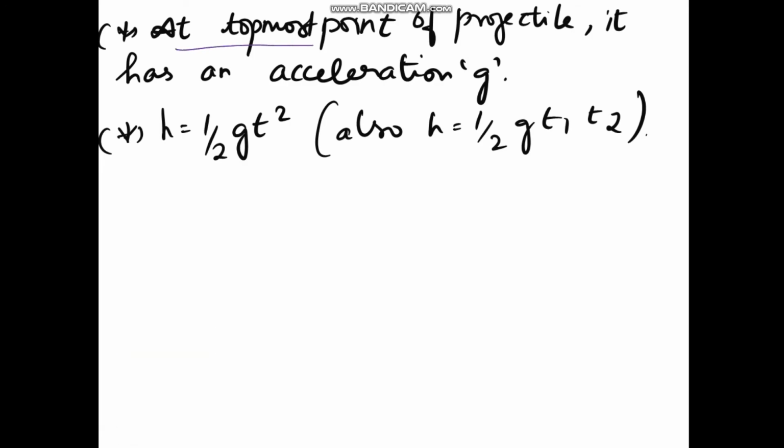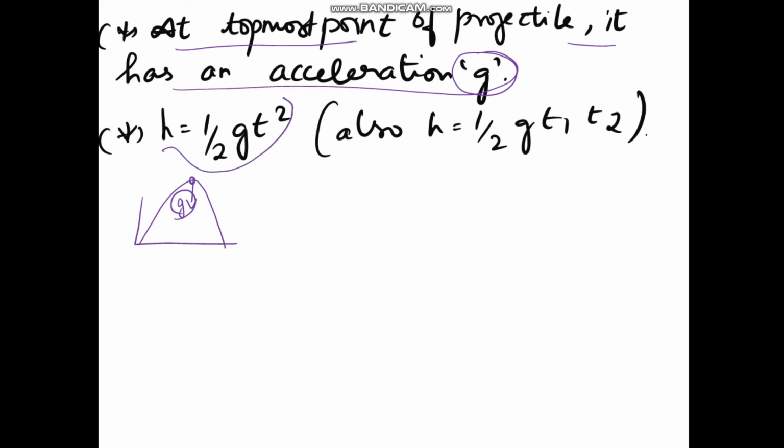And at the topmost point of the projectile, acceleration due to gravity is g. This is also an important point you must remember. That is, at the topmost point, acceleration due to gravity is g and not g by 2 or g by 4 or 0, like that. They will give different options. Remember that at the topmost point, acceleration due to gravity is g.